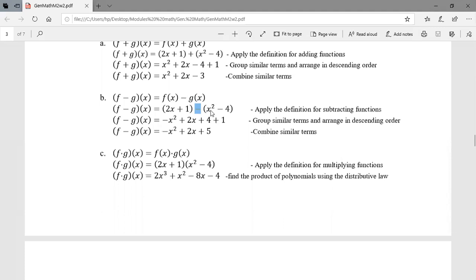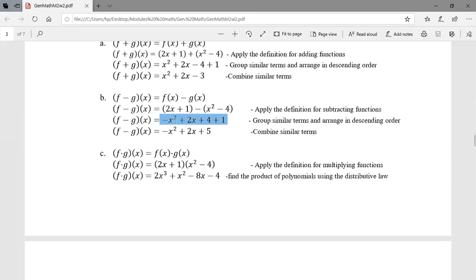So, negative multiplied to x squared is negative x squared. Negative times negative 4 is positive 4. So, group similar terms and arrange in descending order.